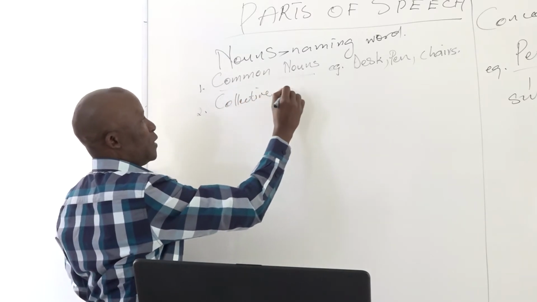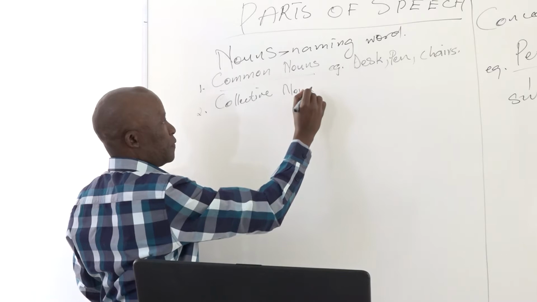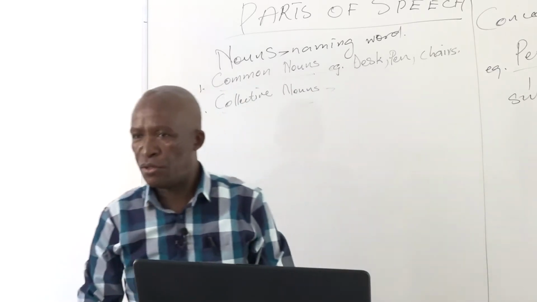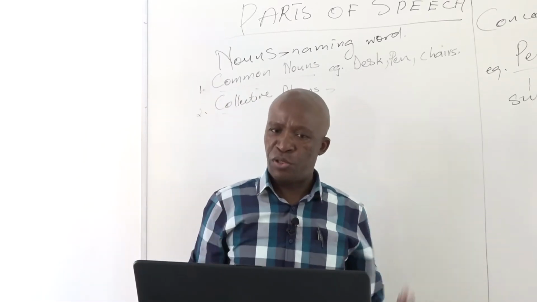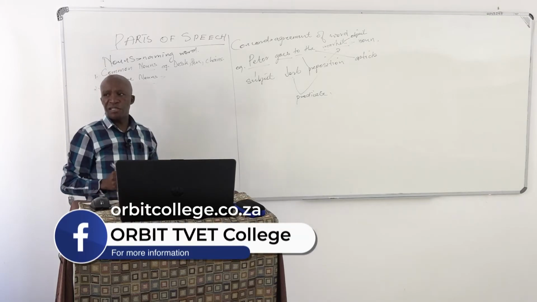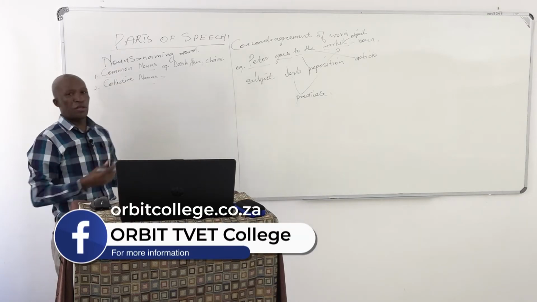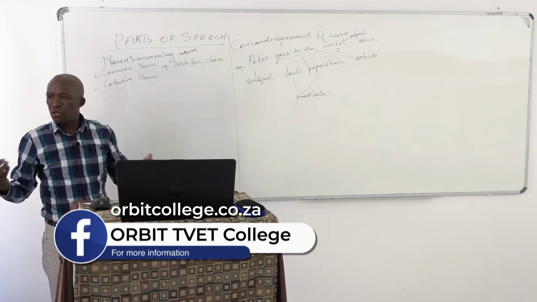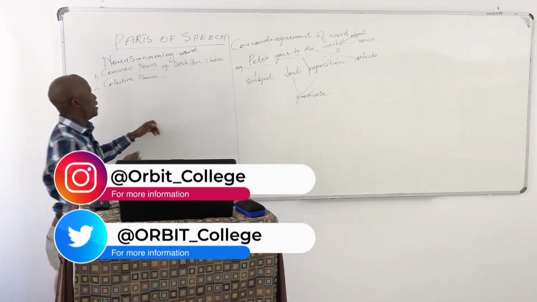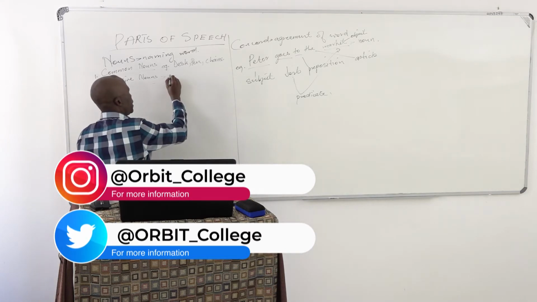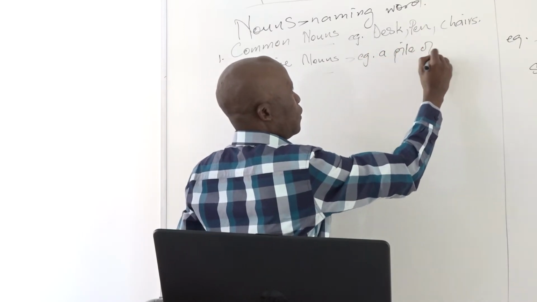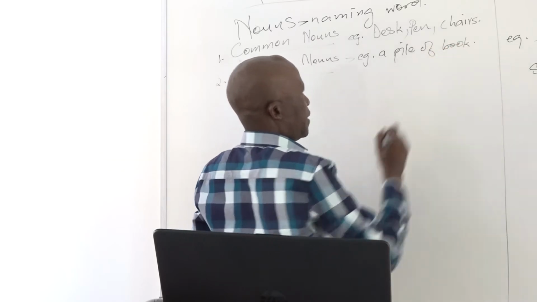Now, from common nouns, we also have another type of noun, which is collective nouns. Collective nouns name a collection of something, a grouping of things or people together. For an example, we can say we have a pile of books. Many books together are called a pile. That is a collection of books together.